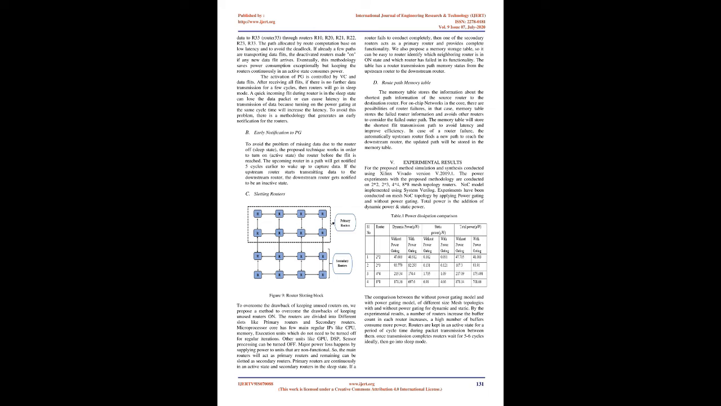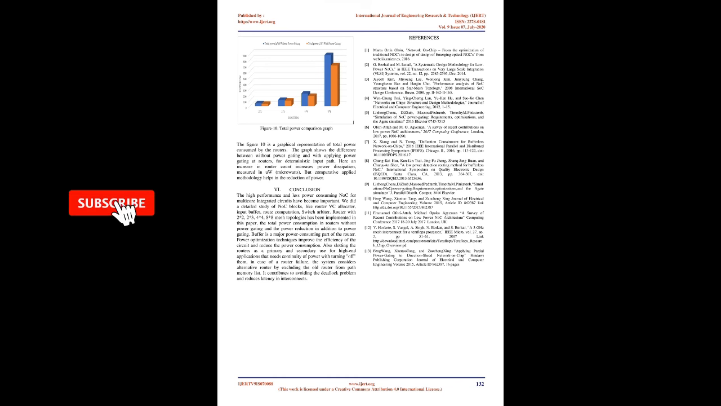If a router fails to function completely, then one of the secondary routers acts as a primary router and provides complete functionality. We also propose a memory storage table, so it is easy for a router to identify which neighboring router is in the on state and which router has failed in its functionality. The table has the router transmission path memory status from the upstream router to the downstream router.